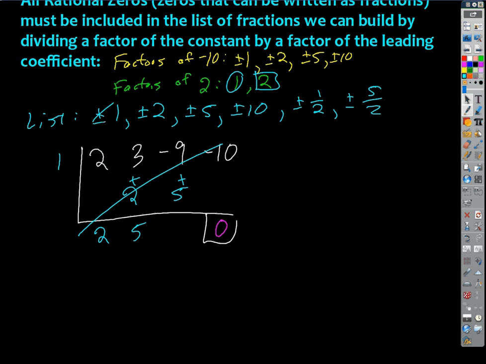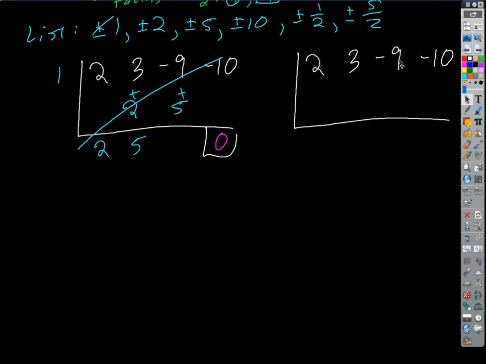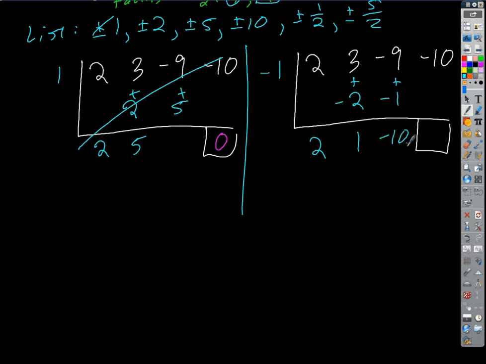Let's try negative 1. Okay, so negative 1. Bring down the 2. Negative 1 times 2. Add them up. 1. Negative 1 times 1. That's going to work. If I add those, I get negative 10, and negative 1 times negative 10. And so they do add to 0. So negative 1's a winner, right? So there's 1 zero. Now the rest is easy.